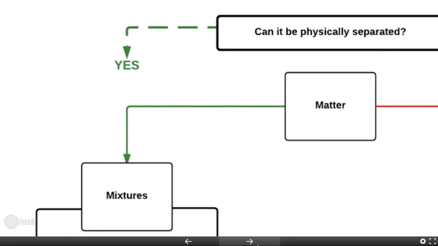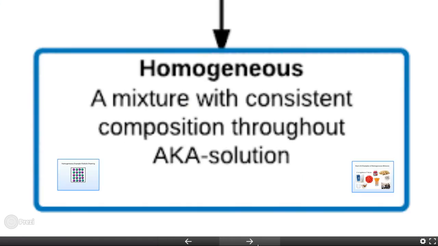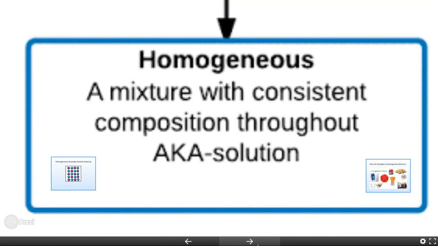So if we're looking at the mixtures, we have 2 types. We have homogeneous, and these are consistent throughout, meaning they look the same. We also call this a solution. So if we're talking about anything that has something dissolved in something else, that is a solution. It looks consistent throughout. You can't tell a difference. It just kind of looks the same. So that's why we call it homogeneous. Homo means same, so we can use that to help us understand the idea here.